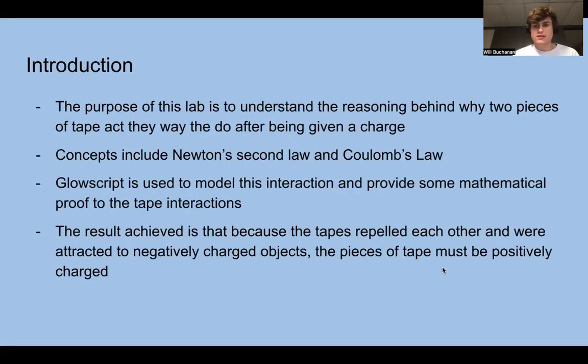So, a quick introduction. The purpose of this lab is to understand why two pieces of tape interact the way they do after they're given a specific charge. The concepts we can use to explain this involve Newton's second law and mainly Coulomb's law. Glowscript is used to model this interaction and provide mathematical proof to the tape interactions. The result achieved is that the tapes repel each other because they have the same positive charge.